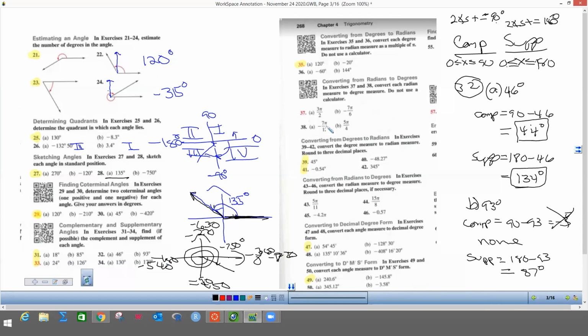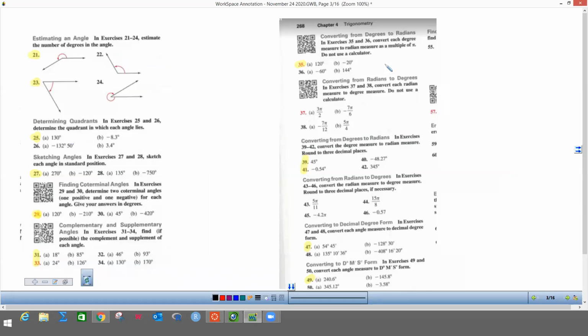So there's those problems. Now, converting from degrees to radians, and this one is converting from degrees to radians. We're doing both of these together. This one says leave your answer in pi. Multiple of pi means leave your answer in pi. And this one says round to 3 decimal places, which means we're not going to leave pi in the answer for these.